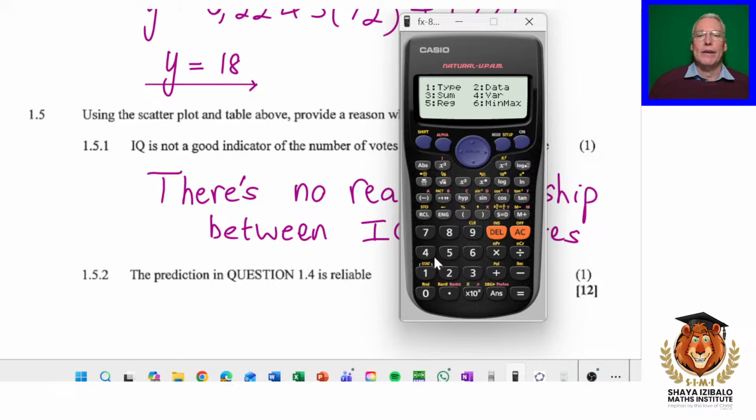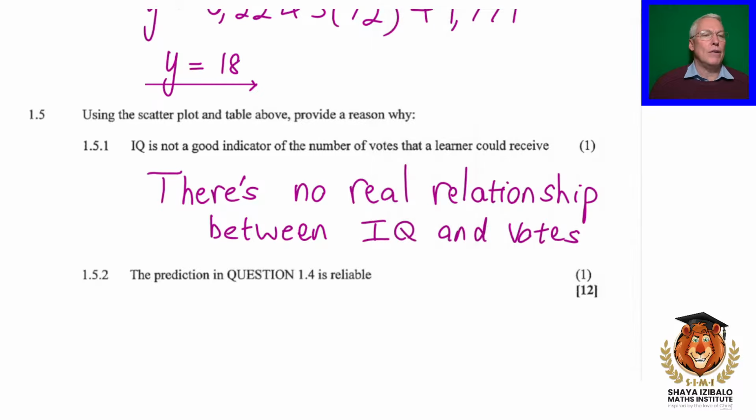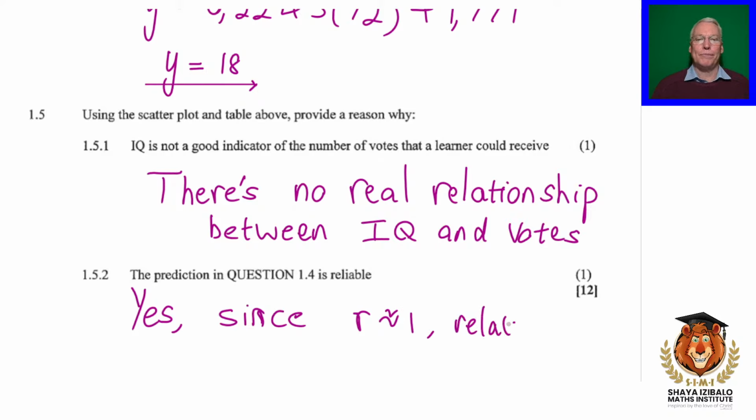Shift stat 5, and we're going to go for option 3, and we get a correlation of 0.98. That is a very, very strong relationship. Okay, yes, since R is almost 1, approximately 1, the relationship is very strong.